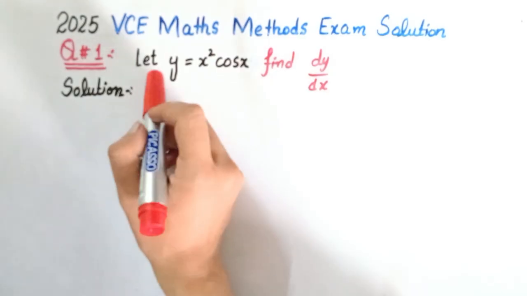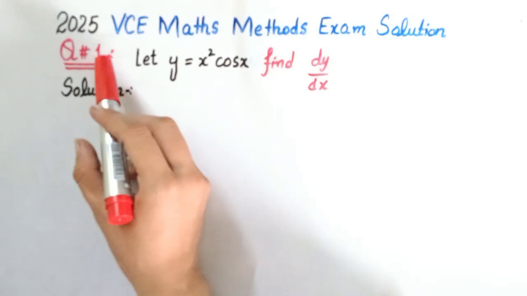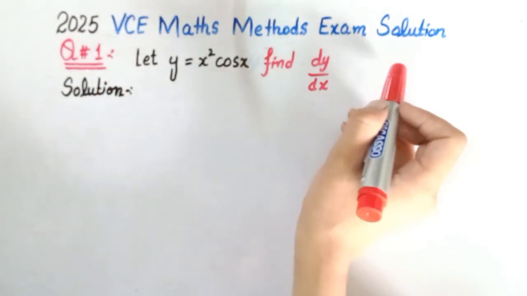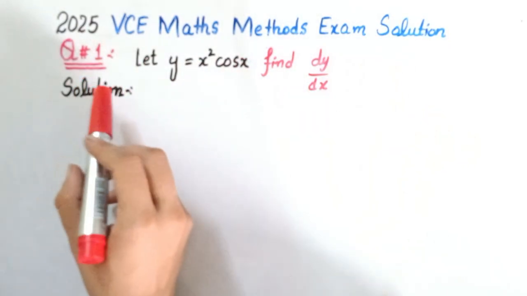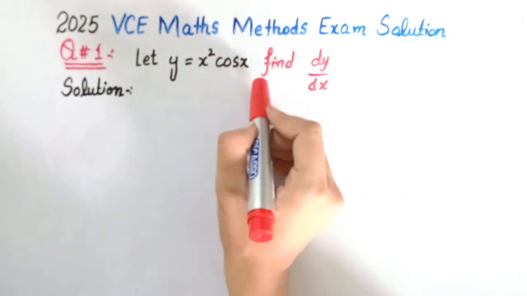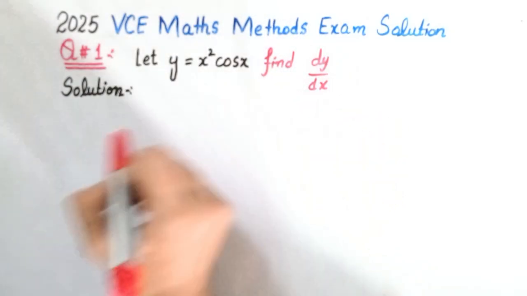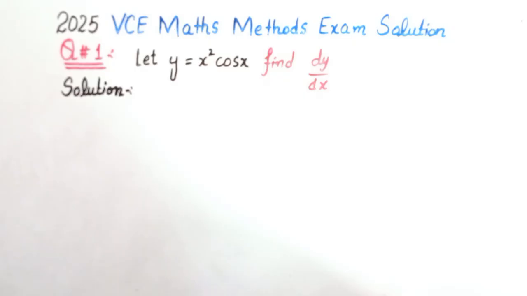In today's video, we will start solving the VCE Maths 2025 Methods Exam solution. Now question number 1 is: let y equals x squared cos x. You have to find the value of dy by dx. So we will start solving this question.